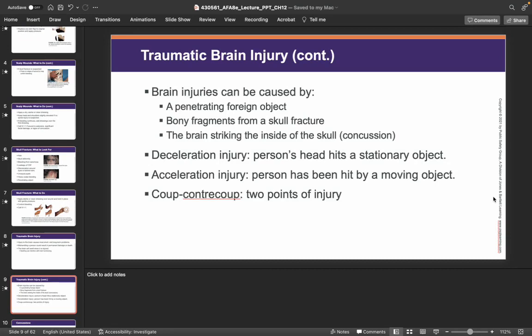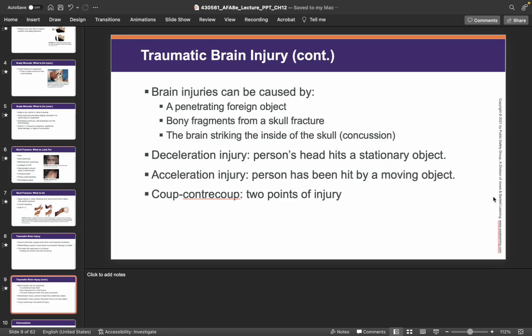Brain injuries, again, can be caused by a lot of things. A penetrating object, bony fragments from a skull fracture, or a rapid slowing down of the movement of your skull, like whiplash, or what happens with a hard hit in football, or hitting your head on the ground. So your head is moving quickly and hits something solid and stops very quickly. That will cause the brain to strike the inside of your skull, and that's what a concussion is.